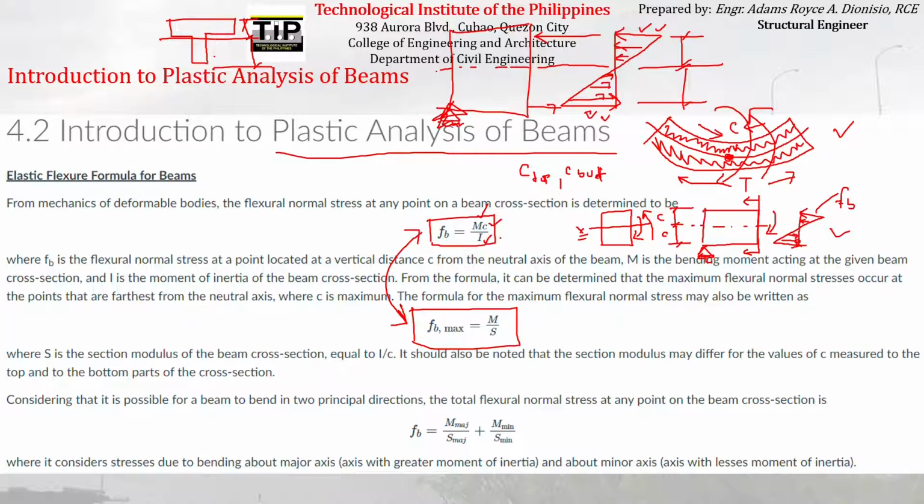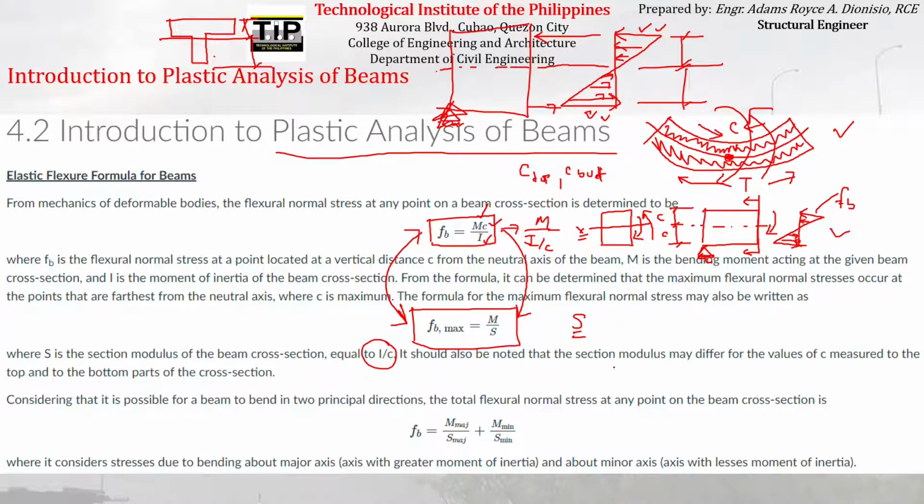So itong formula na to can be expressed using this notation wherein yung S natin dyan, yung section modulus na tinatawag, ay equal sa I over C. So yung M C over I dito, gawin mo lang M over I over C. Kumbaga binaba mo lang yung C. Nilagay mo lang yung C sa ilalim para maging I over C to. Kasi pag sinimplify mo naman tong I over C, magiging MC over I din naman to, di ba? So yung I over C na yan, palitan lang natin ng S. Yung tinatawag natin na section modulus of the beam cross-section.